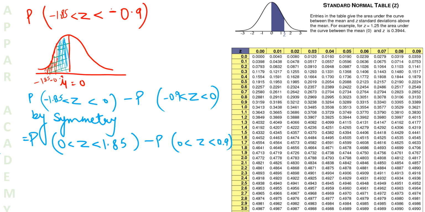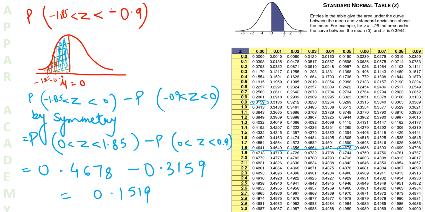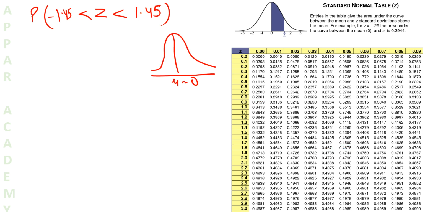Right? So now we just need to look at the table for this. 0 and 1.85, 1.85 is here. This is our 1.85. So this is 0.4678 minus the probability between 0 and 0.9, which is from here, this 0.3159. So this becomes 0.1519, right?